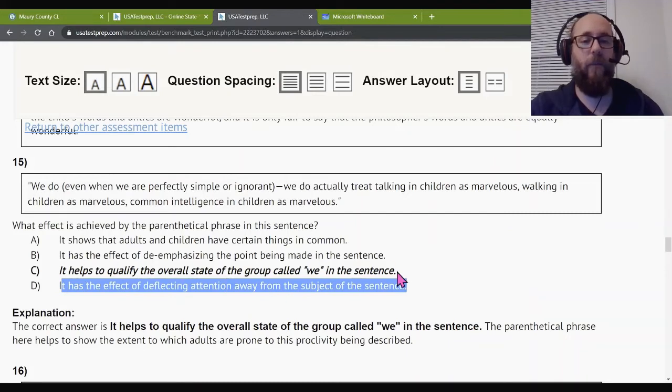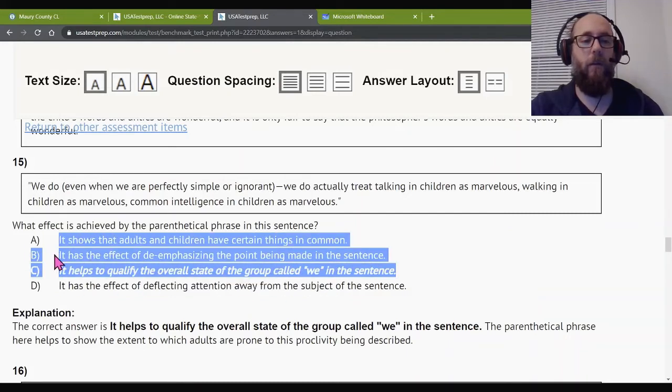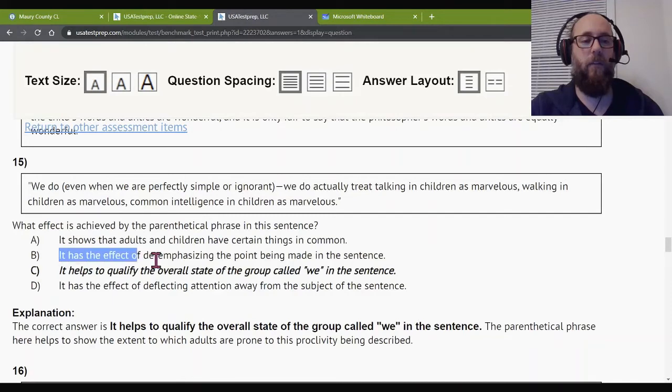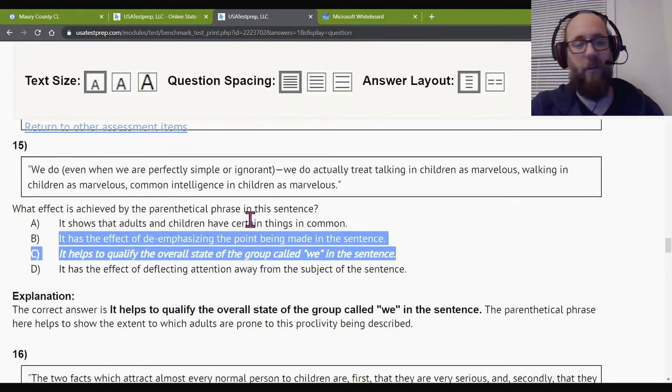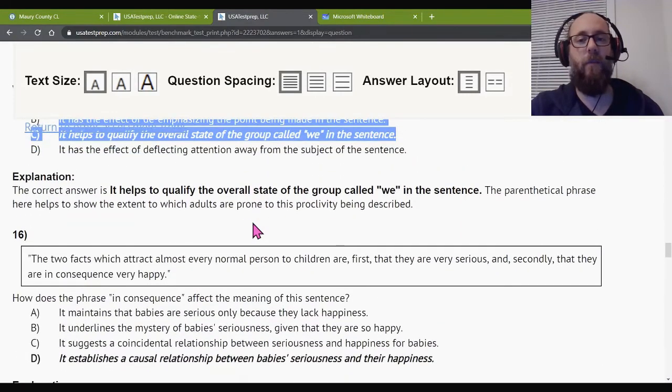So I'm really left with these two, B and C. In between that, I have a 50-50 guess. All right, let's move on to 16. Same thing, because this passage was really hard.